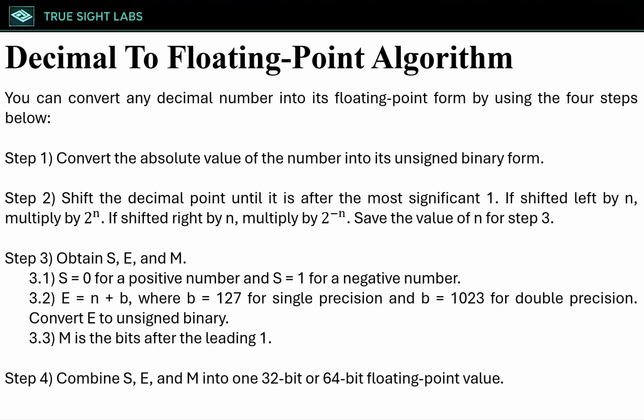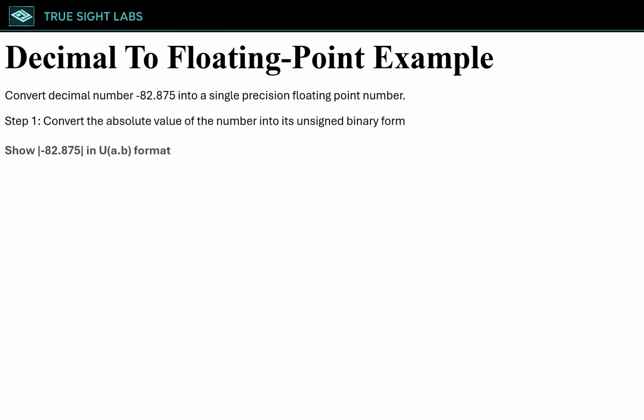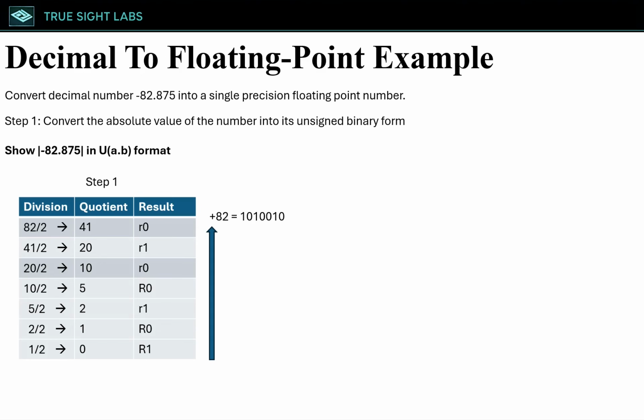You can convert any decimal number into its floating point form by using the 4 steps below. Let's now do an example where we convert the decimal number -82.875 into a single precision floating point number. So the first step is to convert the absolute value of the number into its unsigned binary form.